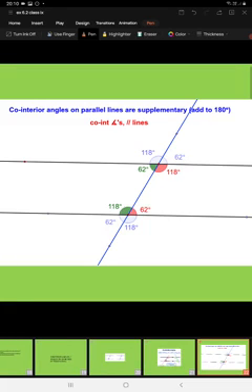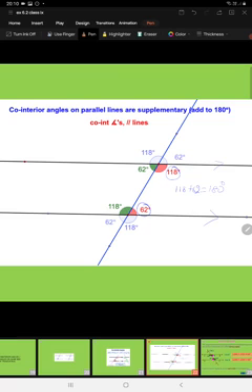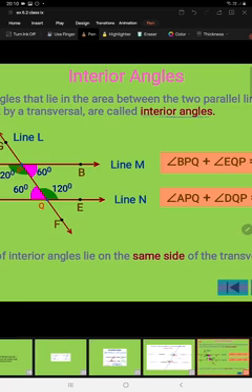So let us check it. Here these two lines are parallel, intersected by a transversal, and these two angles are so formed. 118 plus 62, when you add up, will give you 180 degrees. So co-interior angles are supplementary.